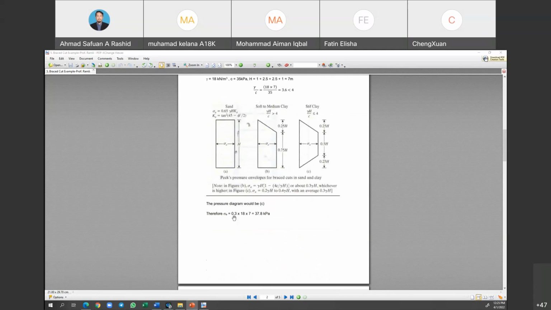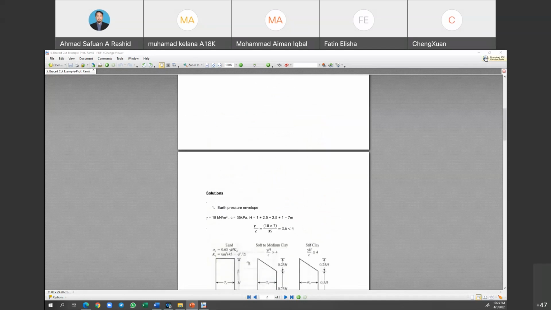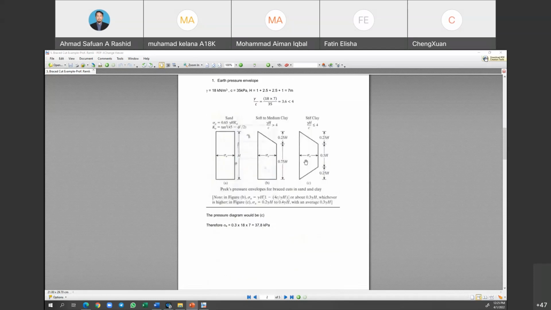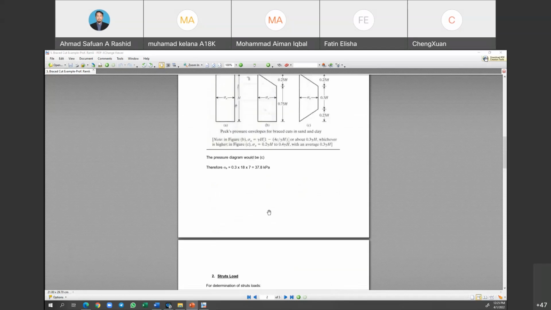Then 0.3 times 18 times 7. That is the equation that should be used to determine the maximum value for the delta A, which is 0.3 times unit weight times the height. So that is the maximum.